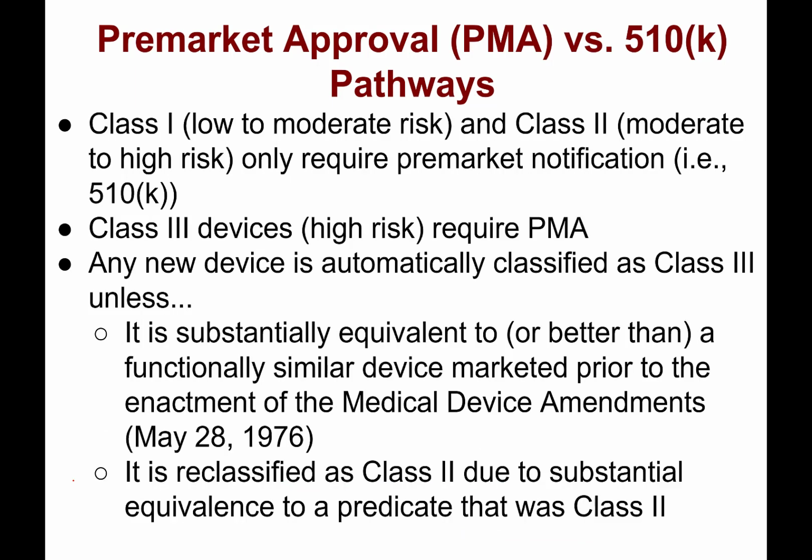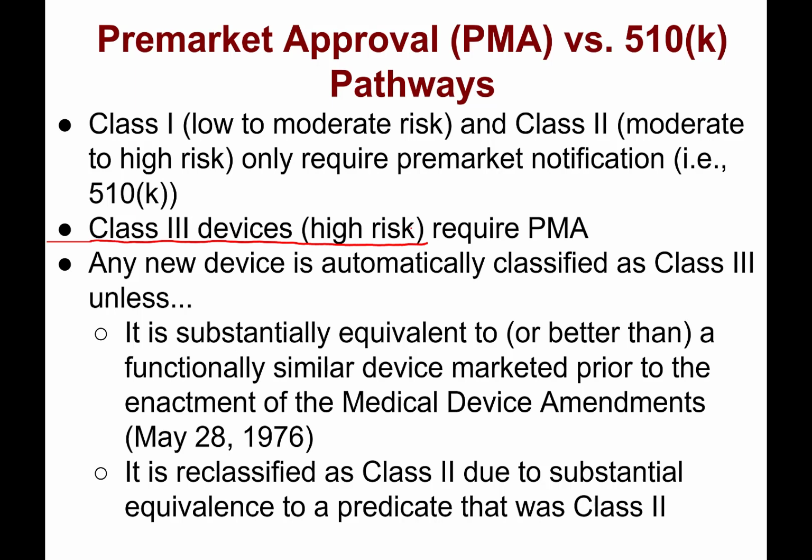Now as we think about these options, we also have to think about the classes of medical devices and the risk that they pose, because that's important. Class 1 devices pose a low to moderate risk. Class 2 devices pose a moderate to high risk. Both of those only require pre-market notification, so they can go through the 510K pathway. Where the 510K pathway becomes more problematic is with Class 3 devices. These are high risk, and all Class 3 devices require a PMA.